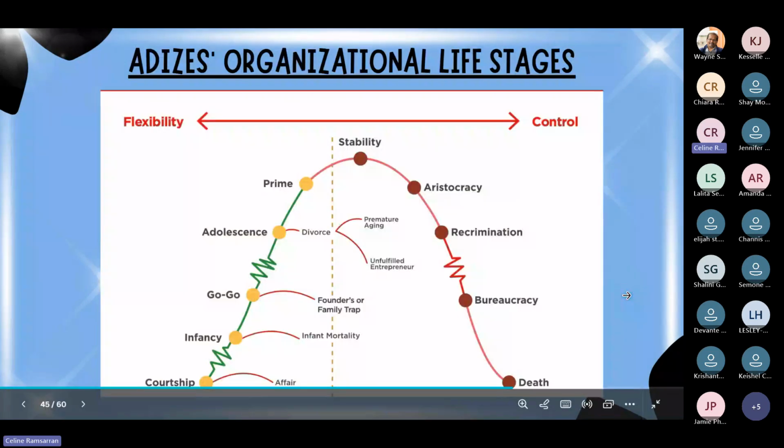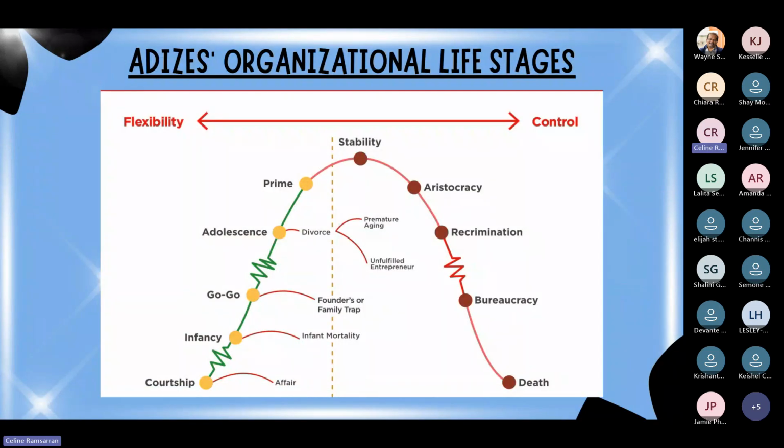Let's look at Adizes' organizational life stages. This is a model that shows how organizations grow, mature, and sometimes decline. Organizations, just like people, go through predictable life stages, and each stage brings its own strengths and weaknesses. At each stage, something can be gained and something is lost.